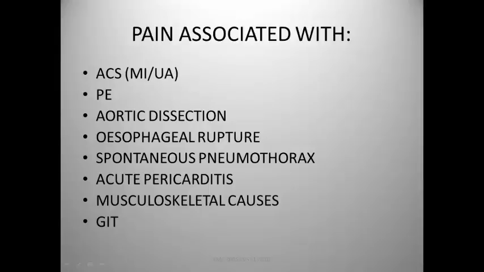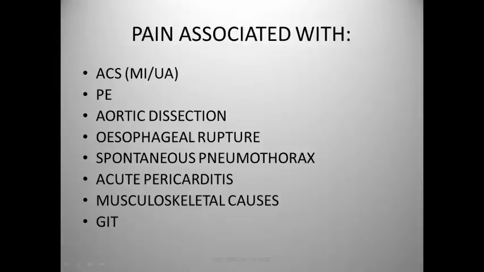Aortic dissection is a potentially catastrophic cause of chest pain. It's typically of sudden onset. It's maximally severe at onset, a tearing pain radiating to the intrascapular area of the back. Secondary symptoms might result from the arterial branch occlusions. They might include ischemic stroke, AMI, limb ischemia.